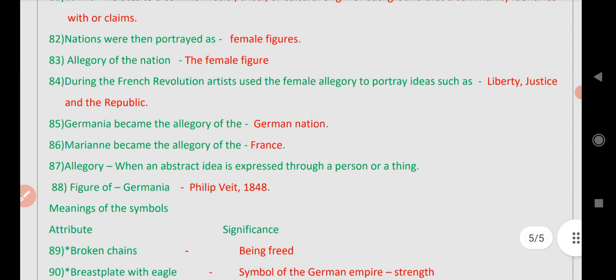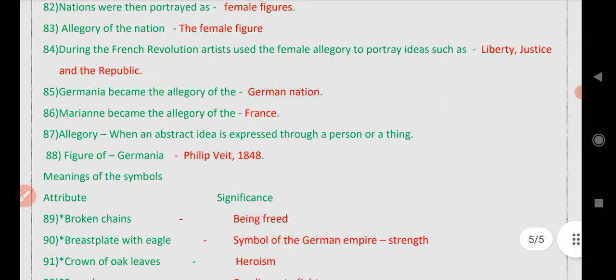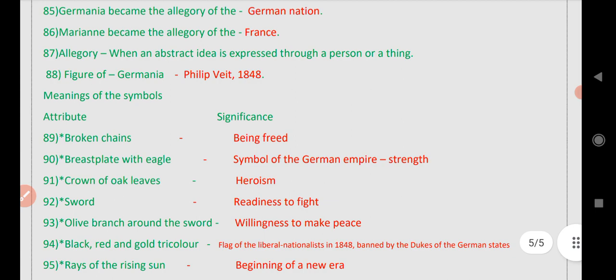Nations were then portrayed as female figures. Allegory of the nation means the female figure. During the French Revolution, artists used the female allegory to portray ideas such as liberty, justice, and the republic. Germania became the allegory of the German nation. Marianne became the allegory of France. Allegory means when an abstract idea is expressed through a person or thing.